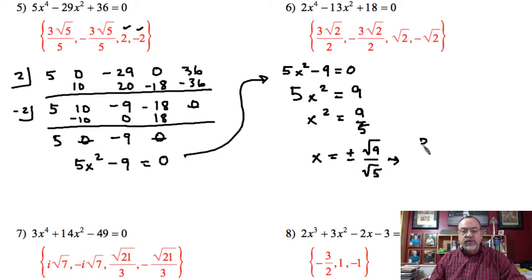So the square root of 9 is 3 over the square root of 5, and then I rationalize my denominator, so I end up with 3 square root of 5 over 5. This is all plus or minus in each step here. So I have the 2 and the negative 2 that I found by using the rational root and remainder theorem. Then using synthetic division and extracting the square root, I determine the final two zeros.